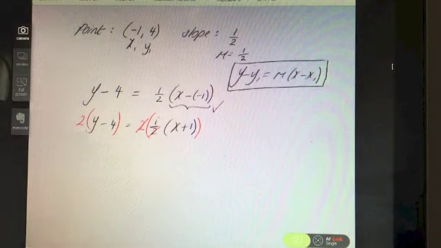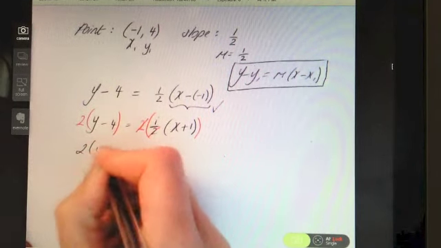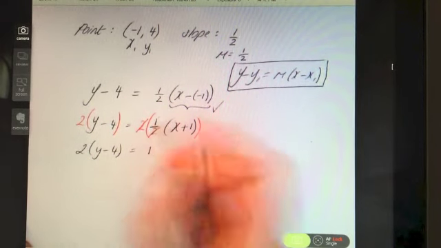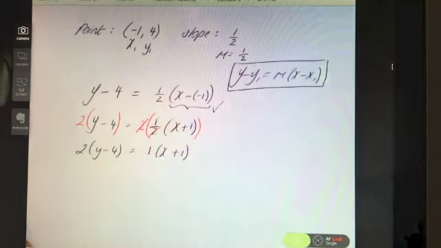So here's what I'm left with. I'm left with 2 times y minus 4 on the left-hand side, and 1, that 1 is still there, times x plus 1 on the right-hand side.